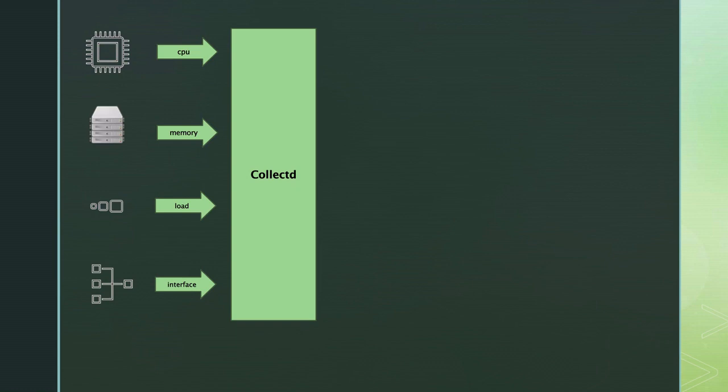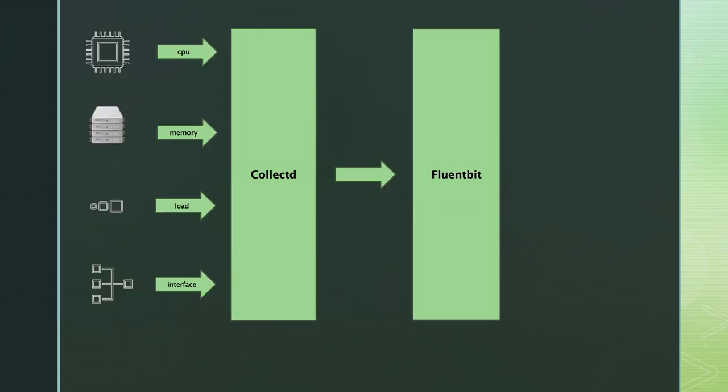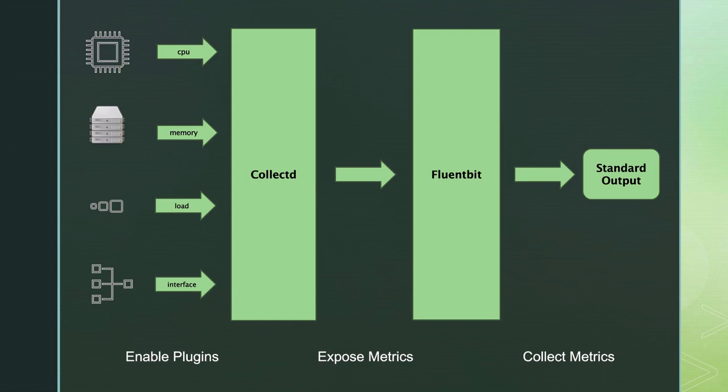we first enable the plugins, that is CPU, memory, load and interface, which will help us in collecting the metrics using collectd. Once the required plugins are enabled and we are exposing the metrics using collectd, we are collecting it using Fluent Bit by configuring the input plugin, that is collectd, which will listen on the default port 25826. And once we have collected the metrics data from the input plugin, we are printing it to the standard output, that is the journal logs. So we are enabling the plugins, we are exposing the metrics onto the default port, and then we are collecting the metrics.